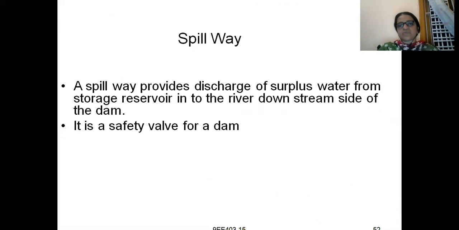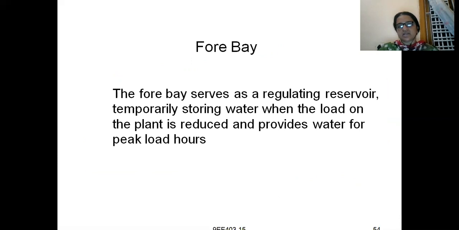That is what they have explained here. I'll repeat it once again. The forebay serves as a regulating reservoir. It is also like a reservoir, but it regulates water. It stores only some amount of water temporarily; there is no condition that the forebay will permanently store that water. It temporarily stores water when the load on the plant is reduced, and provides water for peak load hours.